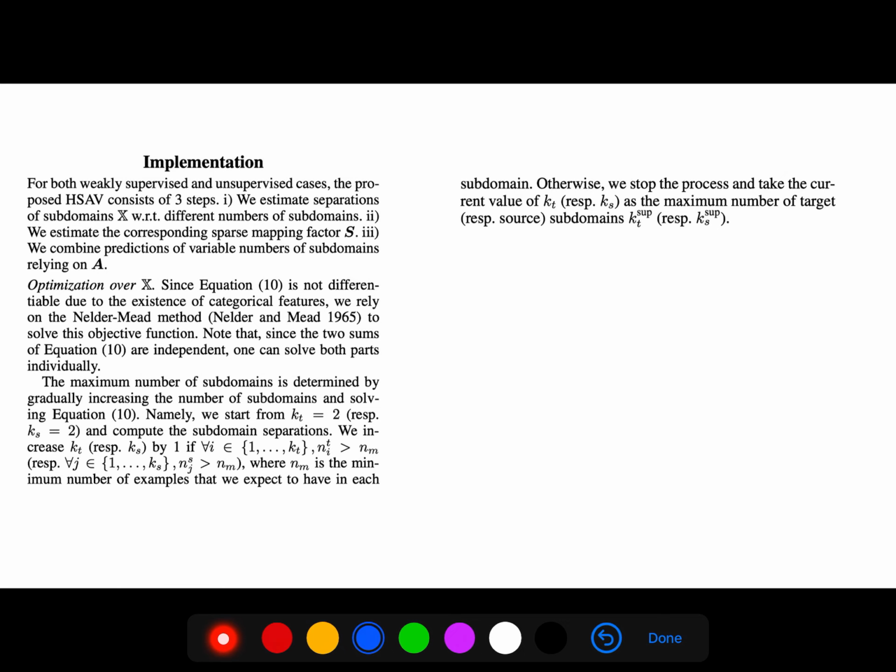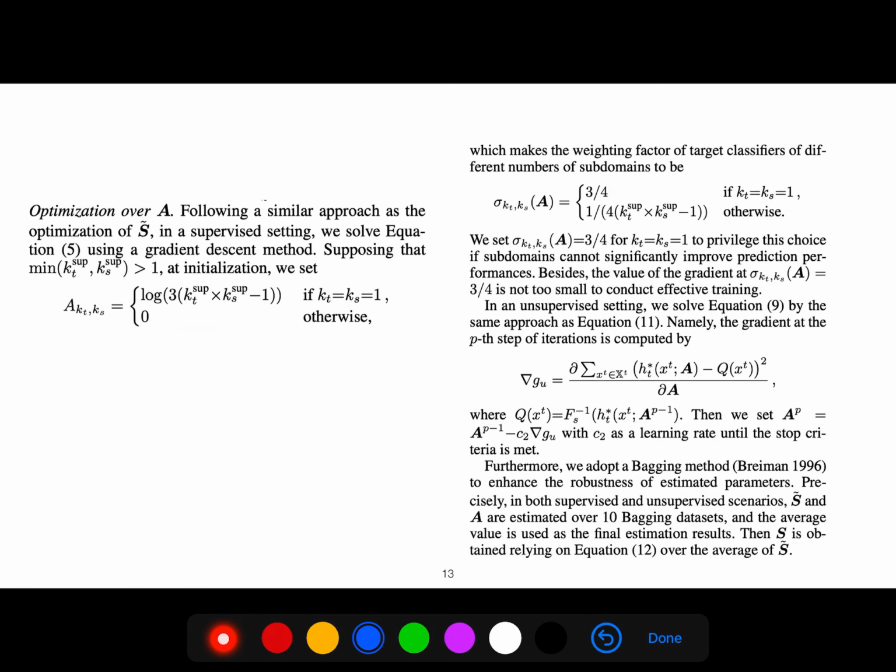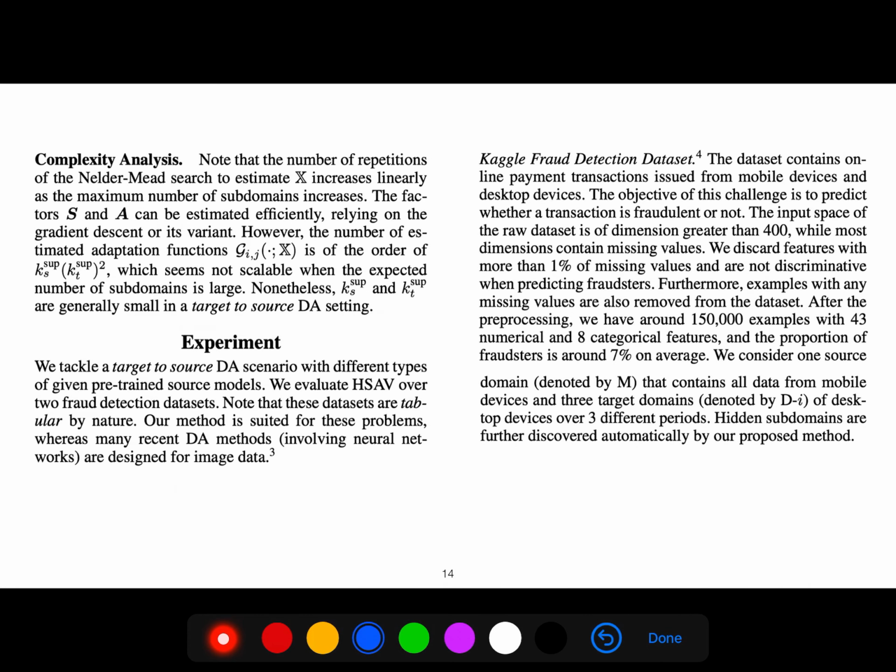And for the implementation, the proposed HSAV consists of 3 steps. We estimate separations of subdomains, then we estimate the corresponding sparse mapping factor S, then we combine predictions of a variable number of subdomains relying on A. The rest of it is just details.